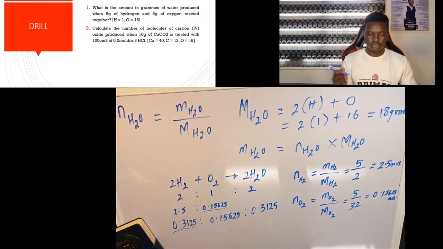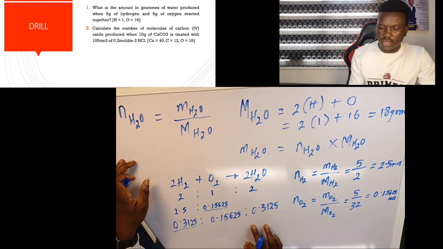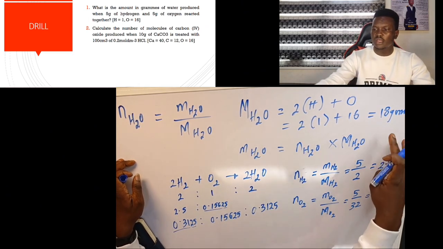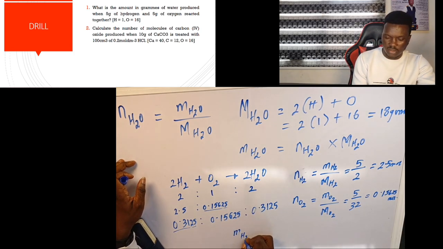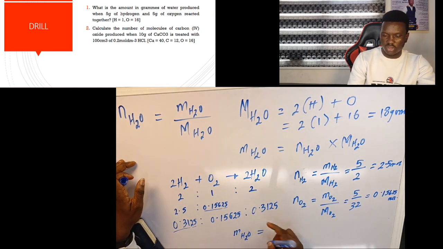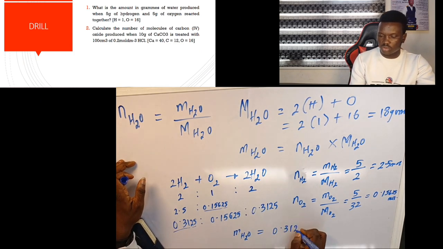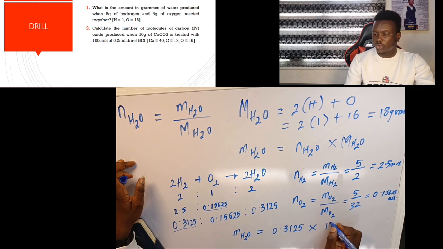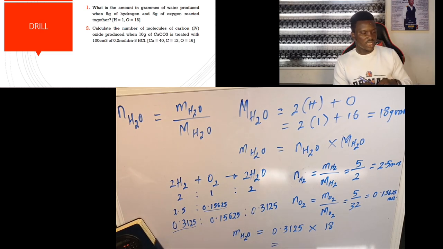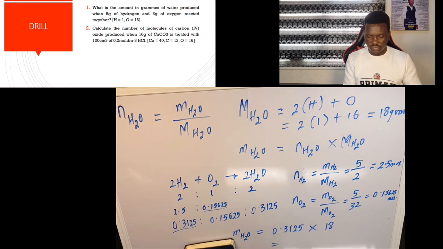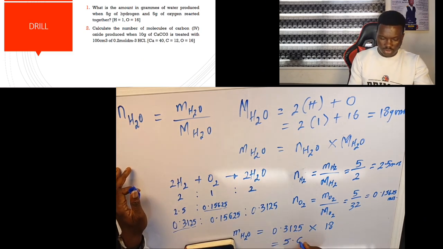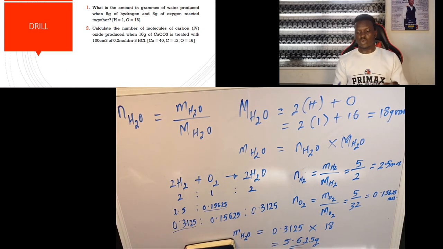So now, let's look at it. We have gotten the number of moles of water and we have the molar mass of water. So now we can say that the mass of water will be equal to that number of moles of water, which is 0.3125, multiplied by the molar mass, 18. So let's see what that gives us. 0.3125 multiplied by 18 is 5.625 grams. So that is the mass of water produced.